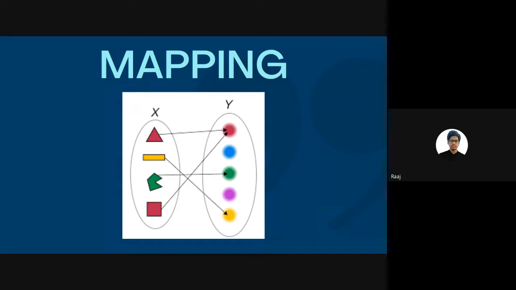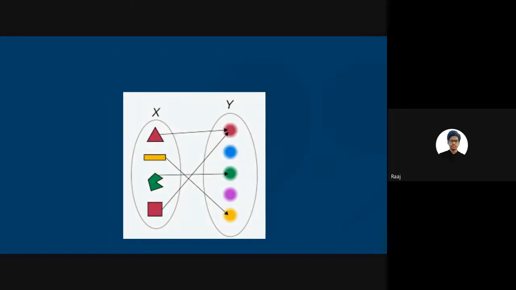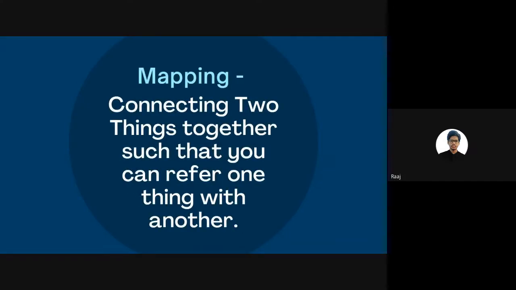Yes? Mapping means to connect two things together. Exactly. Well, it's half of the definition, but we'll see. So what he said is kind of right. We are mapping two things together, but there's something missing. Mapping is not only connecting two things together, but you're connecting such that you can refer to one thing with another.